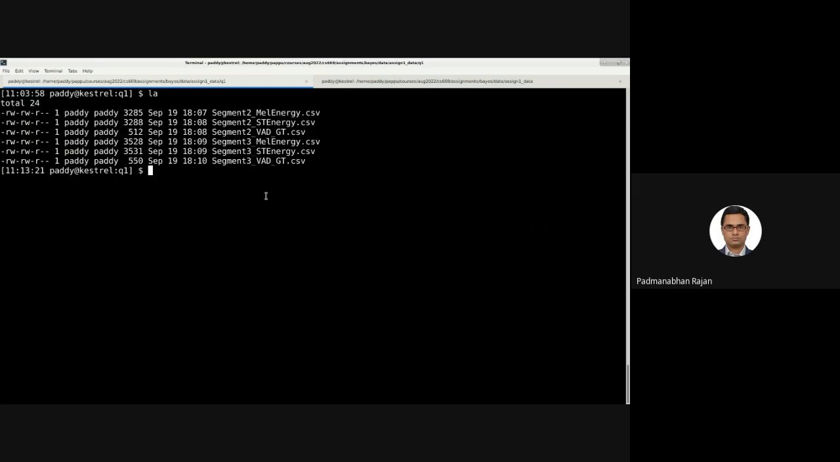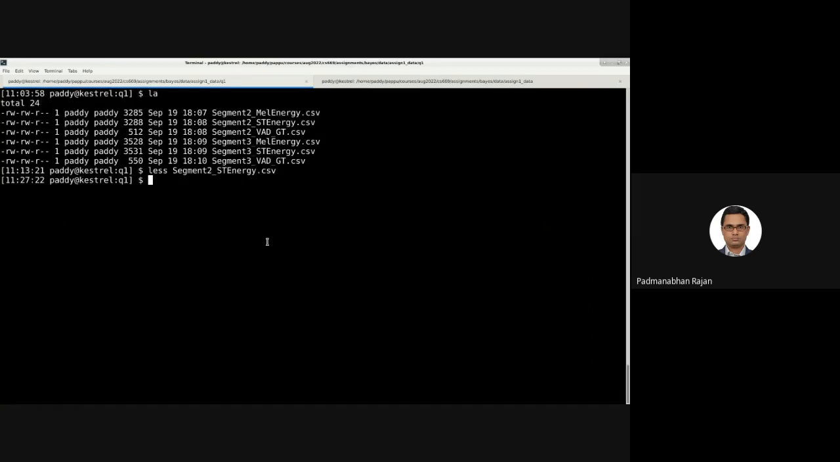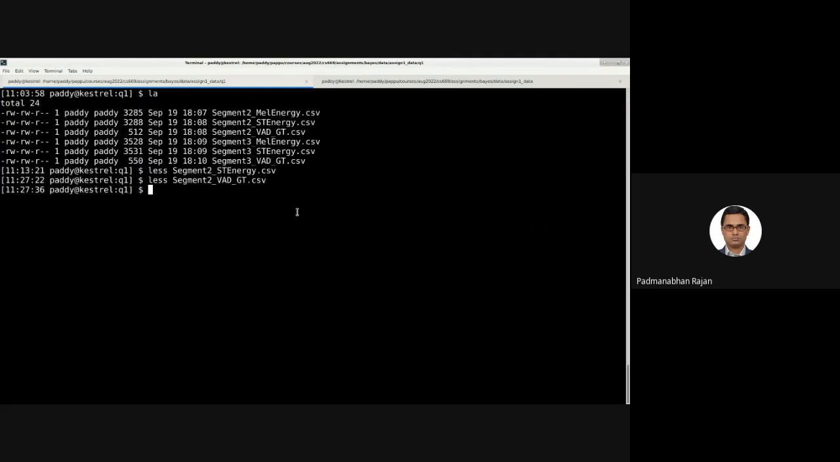For example, this is segment 2 short-term energy. It is just a simple CSV file. You can see there are some energy values, some real numbers. These are basically the signal energy values. Also provided is the ground truth, which is ones and zeros. 1 means there is speech, 0 means it's non-speech.